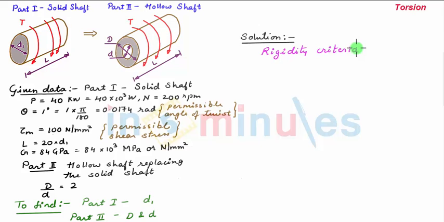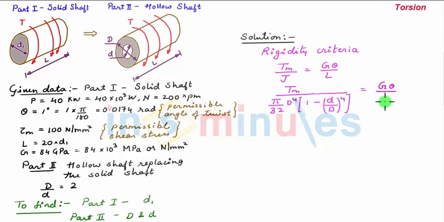We know the torsional formula from rigidity consideration is given as Tm by J is equal to G theta by L. So I can write again for J as Tm upon pi by 32 into capital D to the power 4 into 1 minus small d by capital D to the power 4 is equal to G theta by L, which is the length of the hollow shaft, and we already know that the length of the hollow shaft is the same as that of the solid shaft, which we found in part 1 as 20 times d1, and this d1 is the diameter of the solid shaft, which we took by considering both strength and rigidity criteria, that is the greater value of d1, which is 64.31 mm.